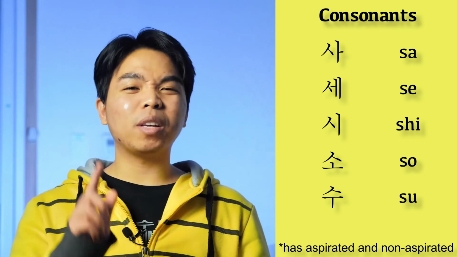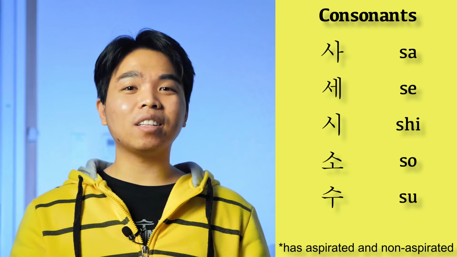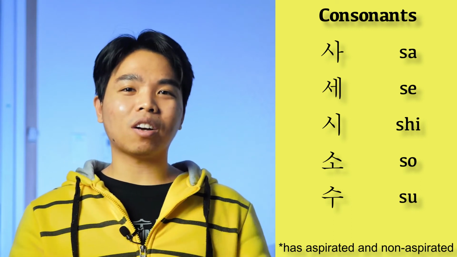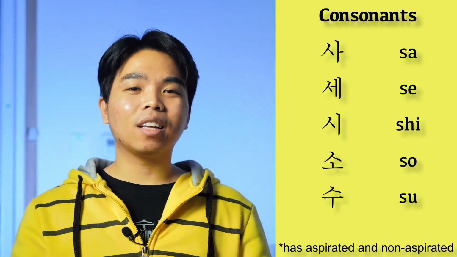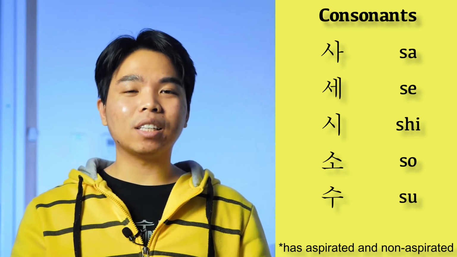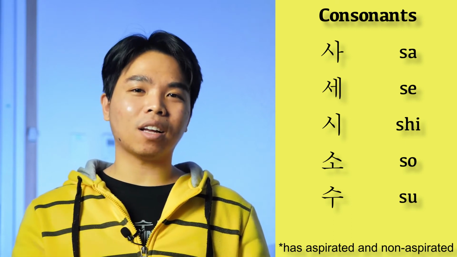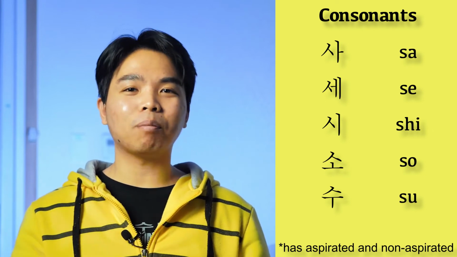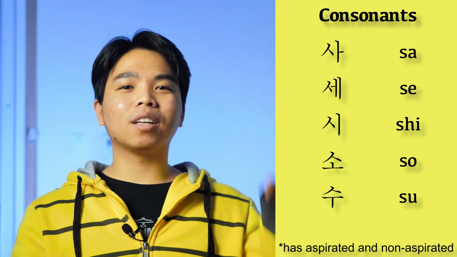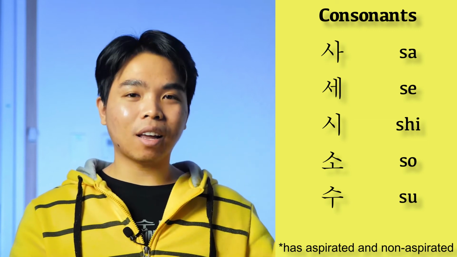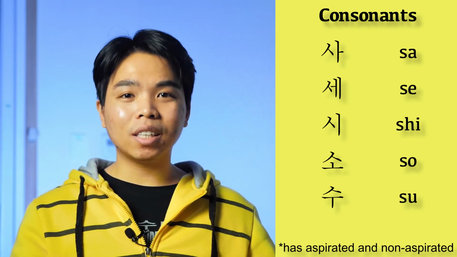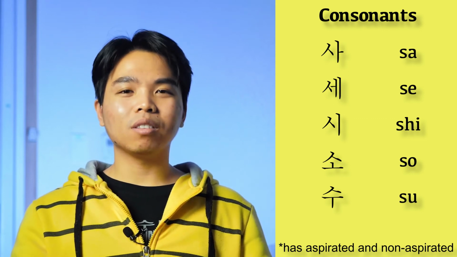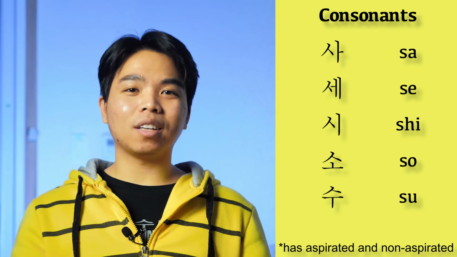Pero kung papansinin nyo, may isa doon parang weird. And that is yung letter I. Kasi ang letter S, pag sinundan nyo ng letter I, hindi siya C. It's she. Nagiging kinda SHI siya. So, ganun lagi yung basa sa S and I pag magkasama. So, it's sa, se, shi, so, su. Okay? So, that is your single S.